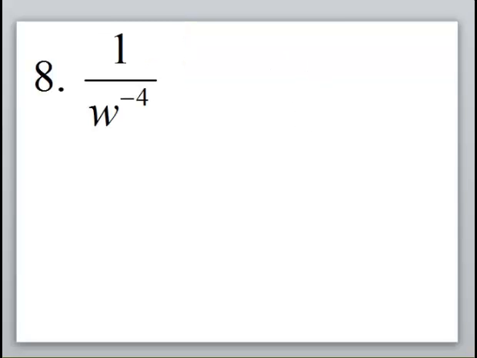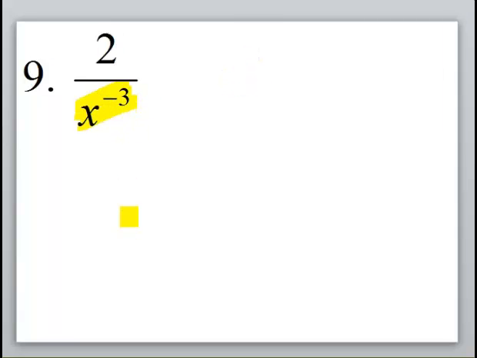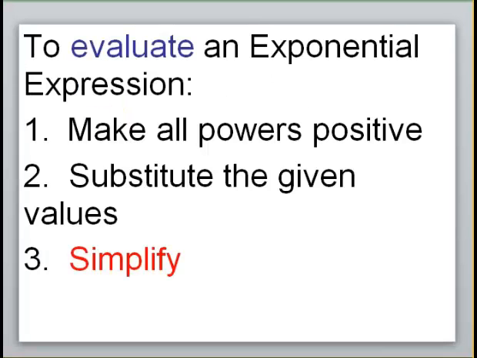The next problem, I'm going to highlight what's not happy, which happens to be the w to the negative 4th. So it wants to move to the top of the fraction, and it's finished. The next one, we've got the x to the negative 3rd that's not happy. Everything else is fine. So we keep the 2 and we move this to the top of the fraction and it becomes happy.